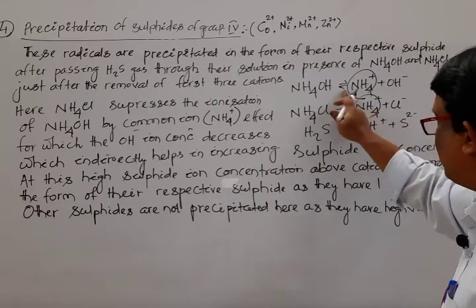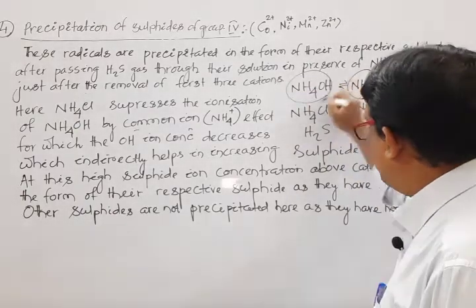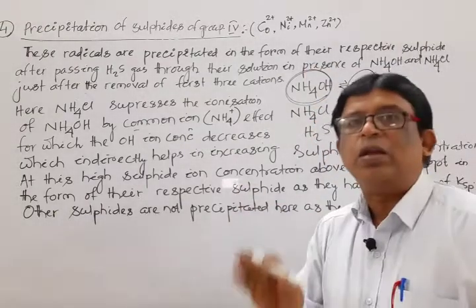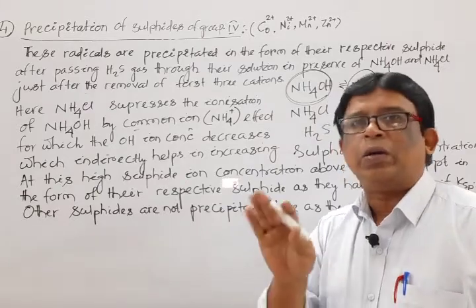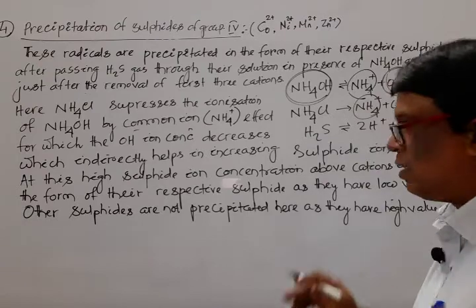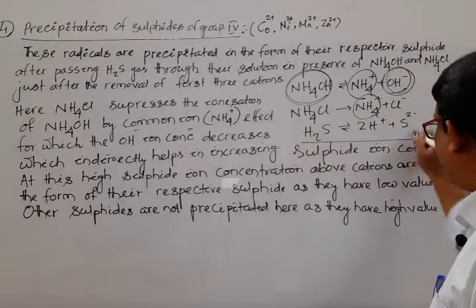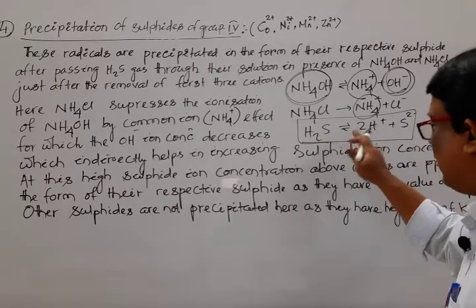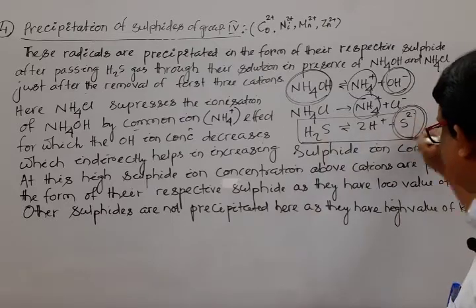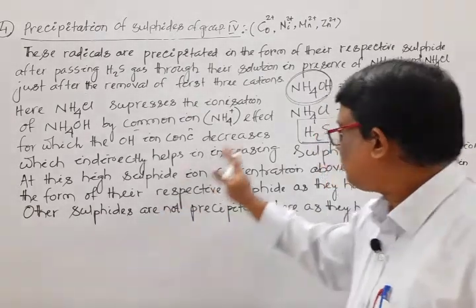Due to the common ion, applying the Le Chatelier principle, the equilibrium shifts backward, forming more ammonium hydroxide. On the other hand, the ionization of ammonium hydroxide is suppressed, lowering the hydroxide ion concentration, which indirectly helps the ionization of hydrogen sulfide, increasing the sulfide ion concentration. Mark that.